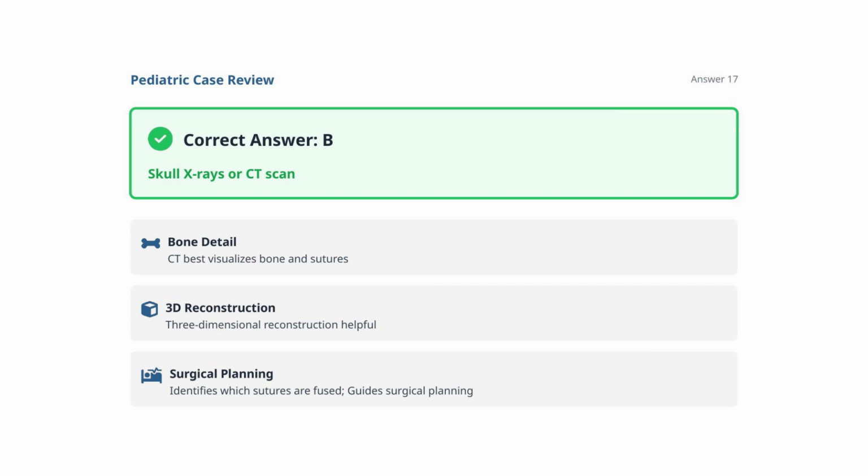Computed tomography provides excellent bone detail, clearly showing fused sutures. Three-dimensional reconstructions help neurosurgeons plan operative approach. CT identifies the specific pattern of craniosynostosis. While radiation exposure is a consideration, the diagnostic information is essential. Low-dose protocols minimize radiation. MRI better evaluates brain tissue but poorly shows bone detail.